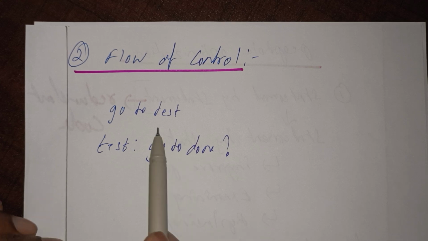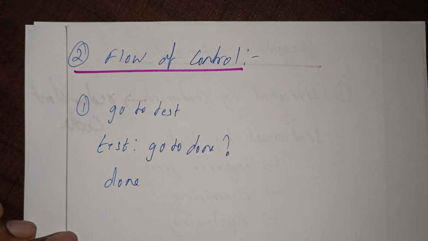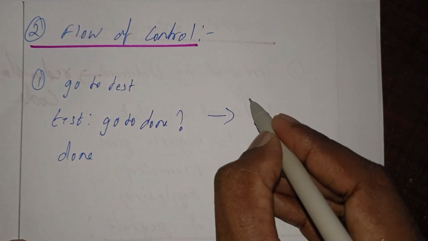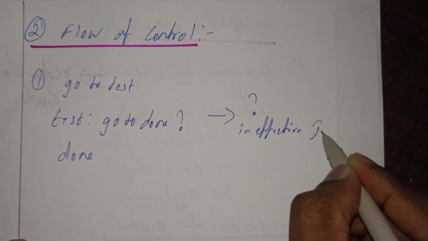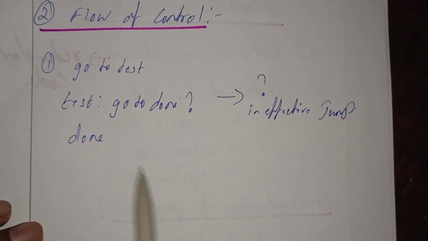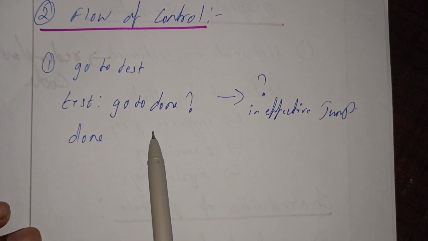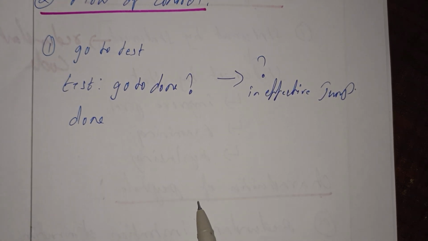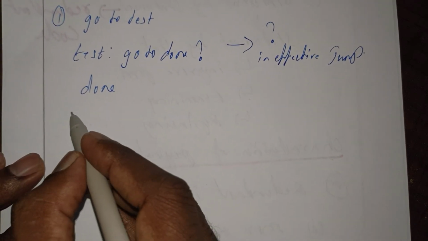Now you can see this test doesn't test any values. The value has been done. This is block number one, and the same block can be rewritten. I can call this an ineffective jump. Why is it an ineffective jump? Because with go to test, the test doesn't test any value, it directly goes to done. So how does the flow of control work? Now I am going to write an effective jump.